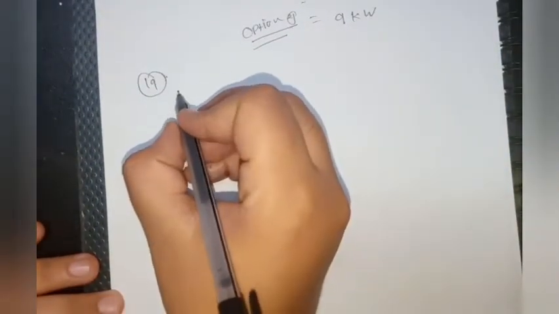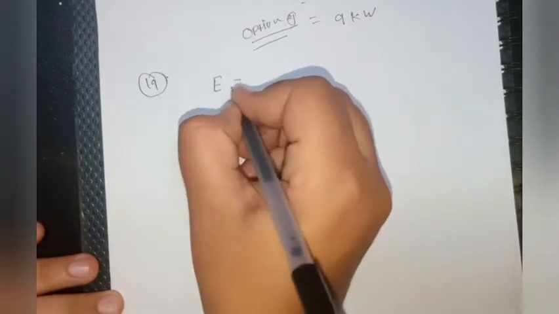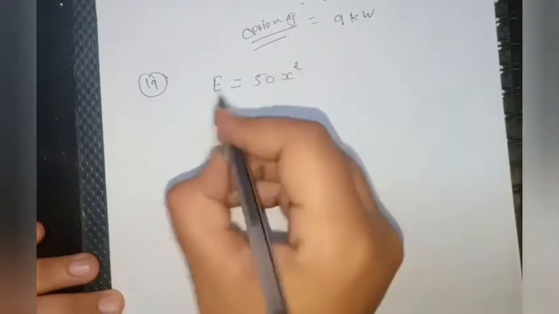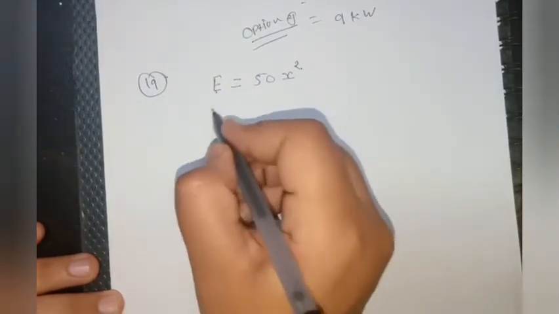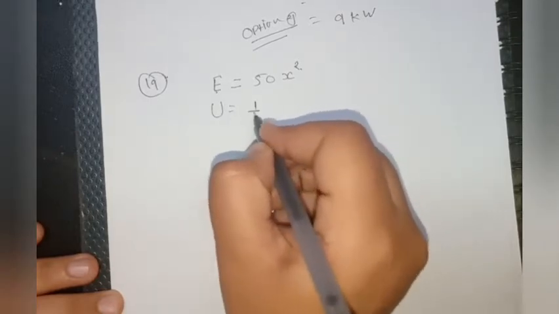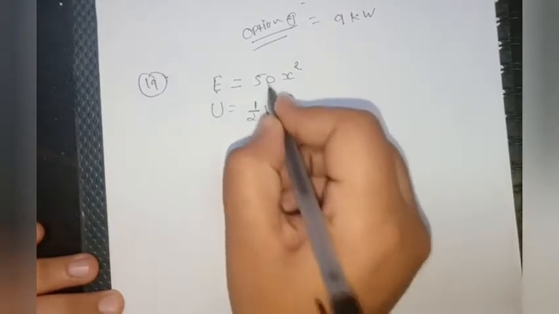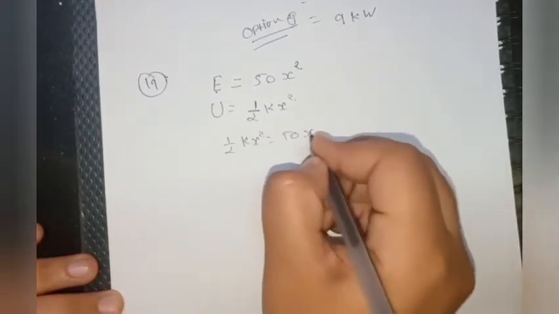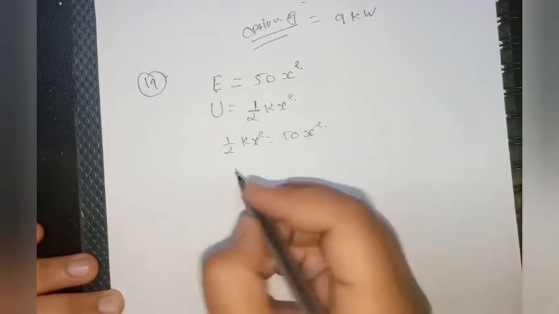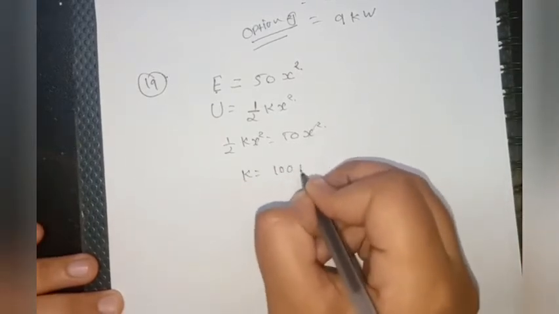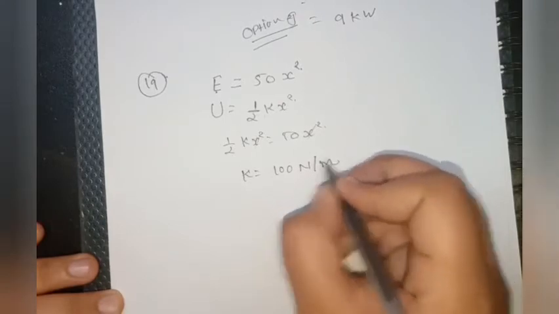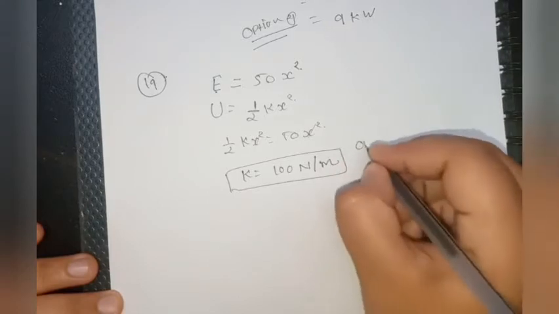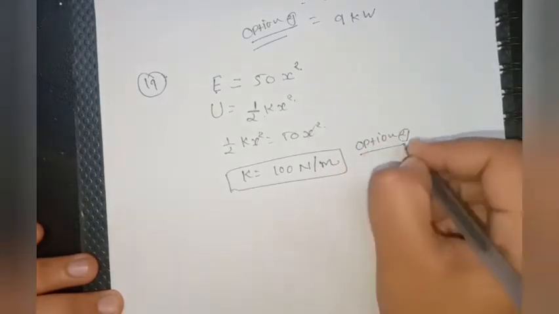In question number 19, the elastic potential energy of the stretched spring is given as 50x square. We know the elastic potential energy stored in any spring is half kx square. Comparing these two equations, half kx square is equal to 50x square. x square will get cancelled out. So k will be 100 Newton per meter. The spring constant of the spring will be 100 Newton per meter. So option 2 is the correct option.